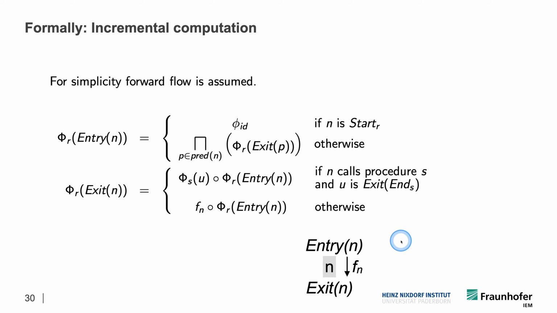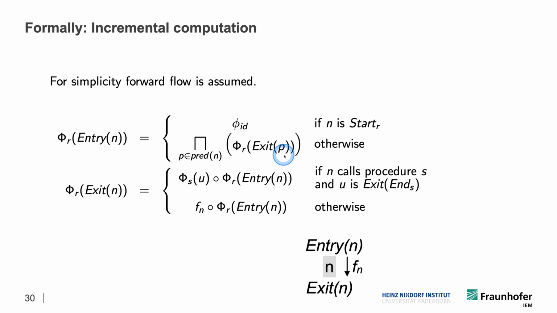So let's maybe first take a look at the entry case here. If n is your start node, then we said that you start with your identity function. If it's not the start node, then you simply take all the flow functions that you have already computed at the exit of the predecessor nodes. So you iterate over all the predecessor nodes and you take the exit summary functions, and then you're merging over them. That's in order to implement the merge semantics that we need.